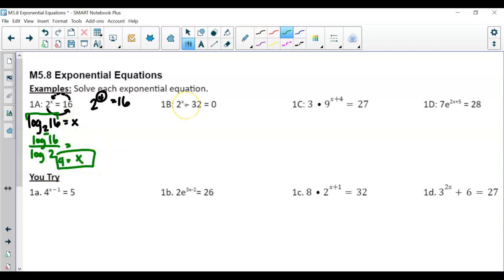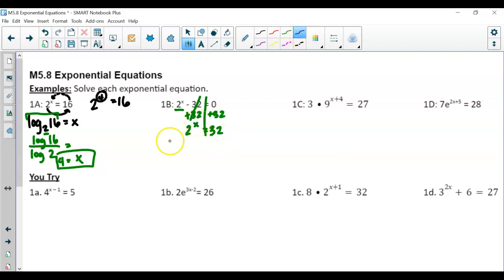So then here, just like when talking about other equations in the past, with our exponential, we've got to get it by itself. See how we're subtracting 32 outside of it? So we need to first add 32 to both sides of the equation. So I've got 2 to the x is equal to 32. So again, 2 to the what power is equal to 32? Well, 2 to the fifth power.